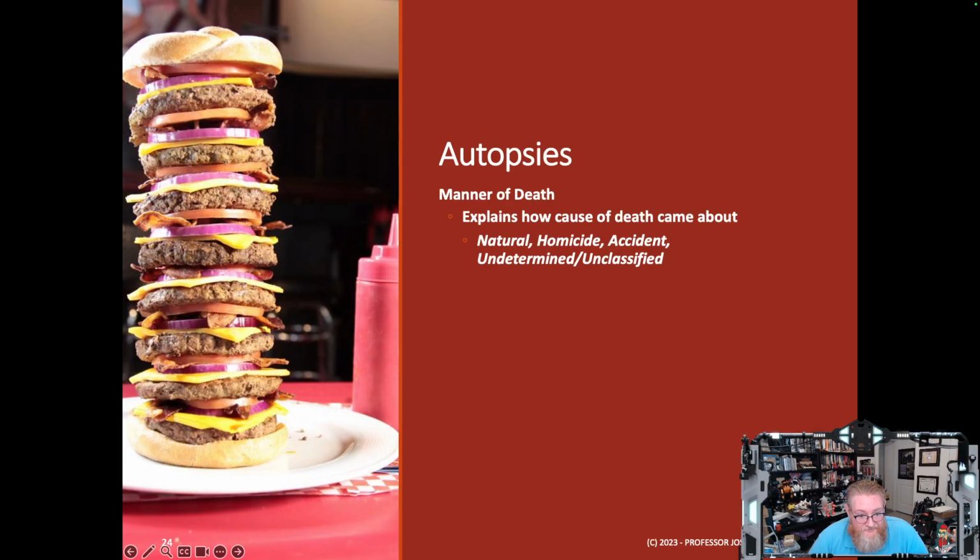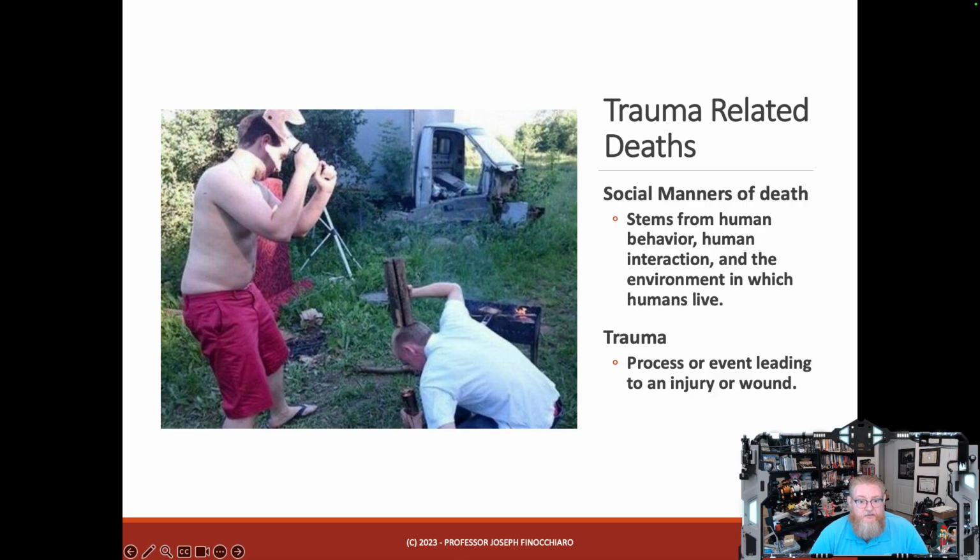The manner of death explains how the cause of death came about. Natural, homicide, accident, or undetermined are examples of manners of death. In trauma-related deaths, we have social manners of death. Stems from human behavior, human interaction, and the environment in which humans live. We also have trauma, the process or event leading to an injury or wound.